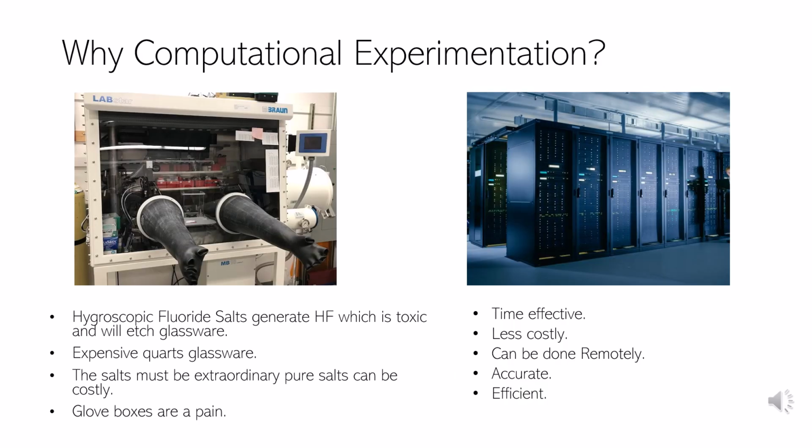Computational chemistry has several advantages over doing wet experimentation research. Computational experimentation is cheaper, faster, and as accurate as wet experimentation, which has to be done using expensive material and inside of a glovebox, which can be difficult and also dangerous.